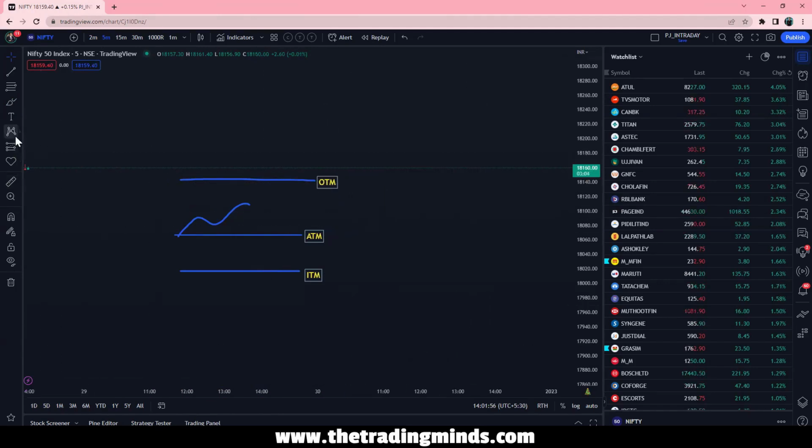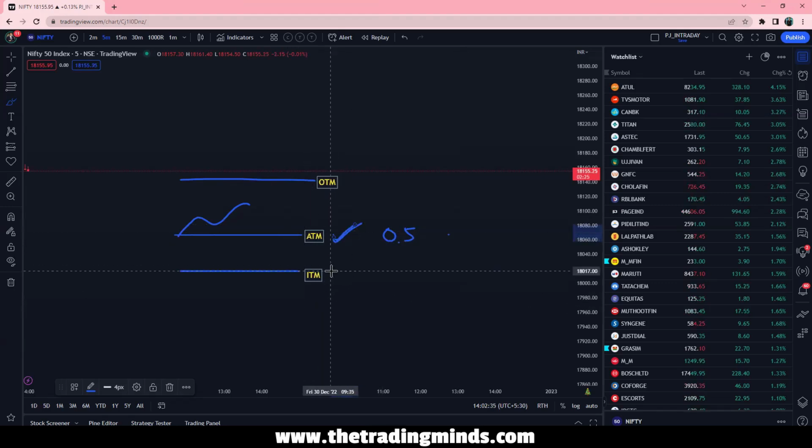I always recommend everybody to trade in ATM, because ATM has very good movement, and also the delta of ATM will be 0.5. Most of the time, the delta of an option at the money strike price will be 0.5. What does 0.5 delta mean? It means a one point movement in an index or a stock can give you nearly 0.4 to 0.5 points of movement in the option premium. That is the reason I always suggest trading the ATM option.